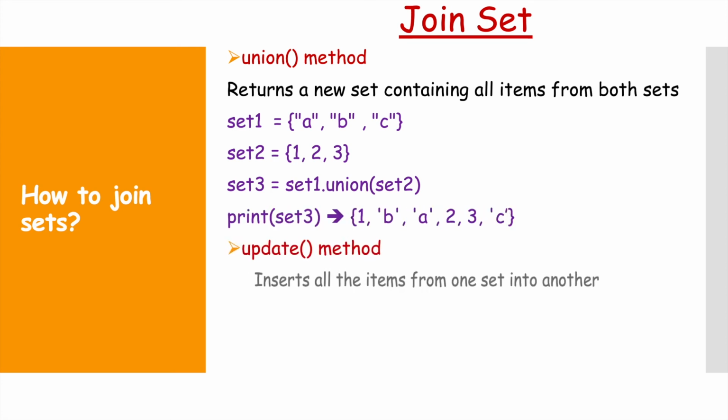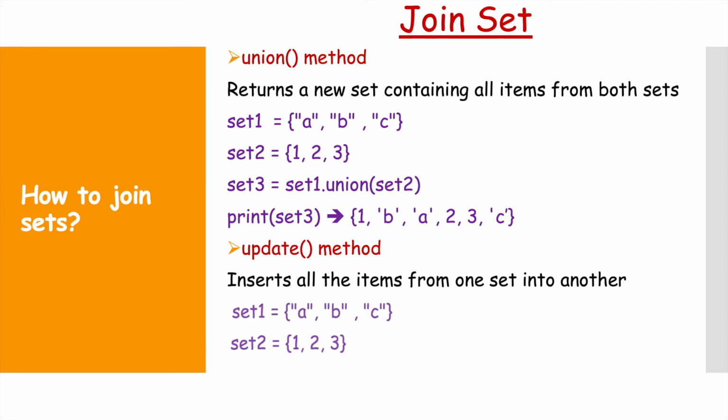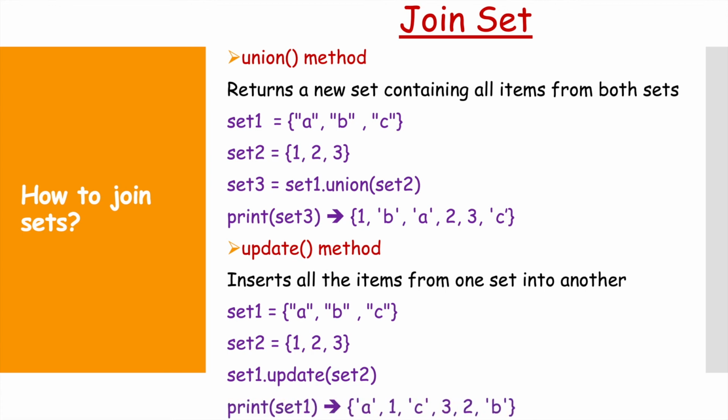Now let's see the update method. It will insert all the items from one set into another. So this is set 1 with items A, B and C, and set 2 with 1, 2 and 3. When you call the update method, it will insert all the elements of set 2 into set 1 as well.